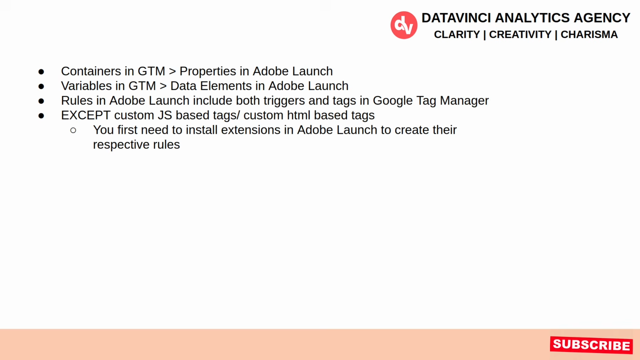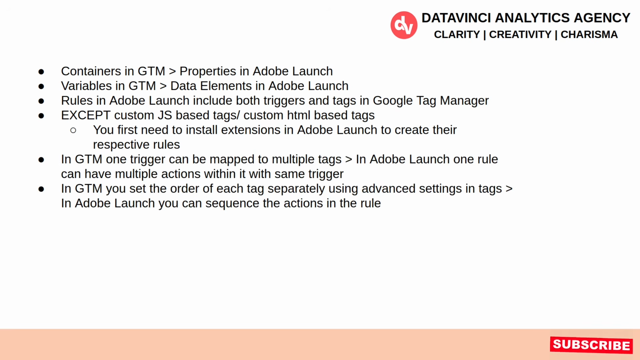So here we cover another difference, right? In GTM, one trigger can be mapped to multiple tags, but in Adobe Launch, one rule can have multiple actions within it with the same trigger, in a way. And in GTM, you set the order of each tag separately using advanced settings in the tags, while in Adobe Launch, you can sequence the actions in the same rule. Right, so let's move further.